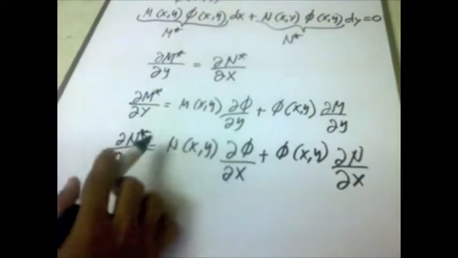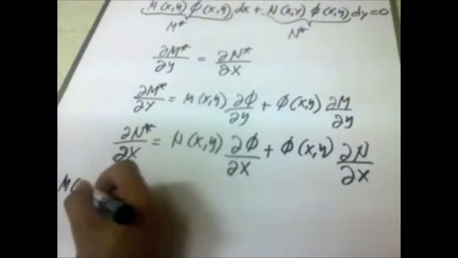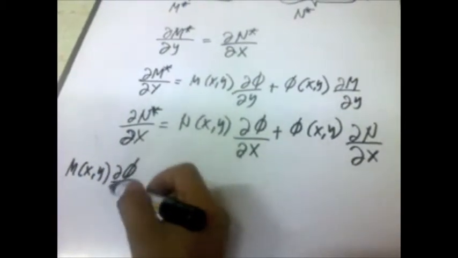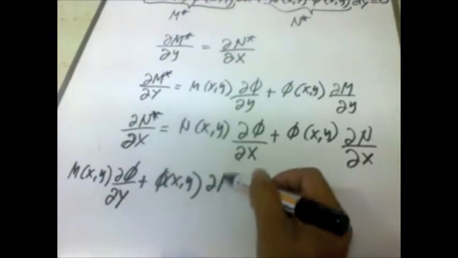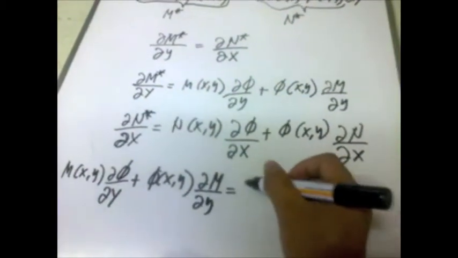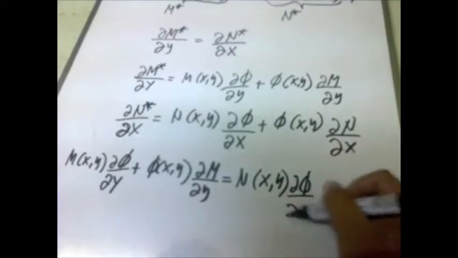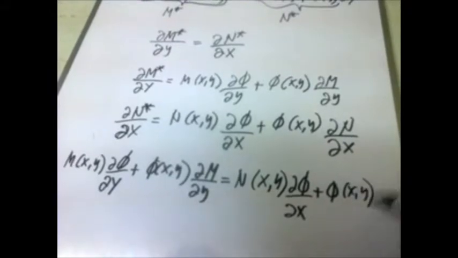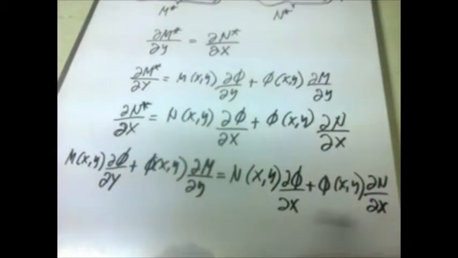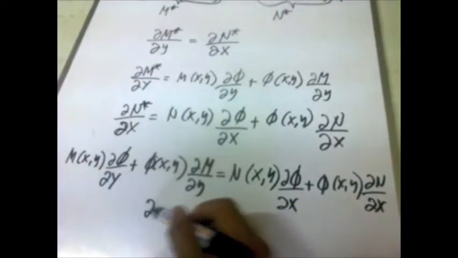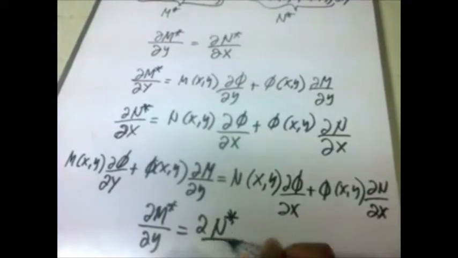So based on our assumption, this is where we derive: M(x,y) times the partial derivative of phi over partial derivative of y, plus phi(x,y) times the partial derivative of M over partial derivative of y, is equal to N(x,y) times the partial derivative of phi over partial derivative of x, plus phi(x,y) times the partial derivative of N over partial derivative of x. Hence, by this equation, we come to the conclusion that the partial derivative of M star over partial derivative of y is equal to the partial derivative of N star over partial derivative of x.